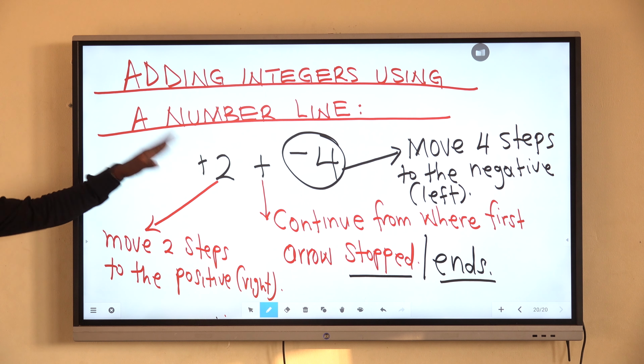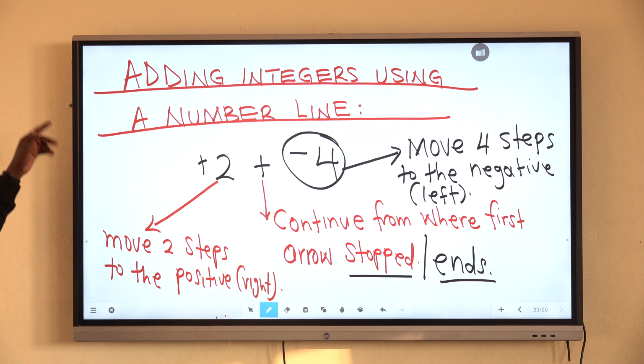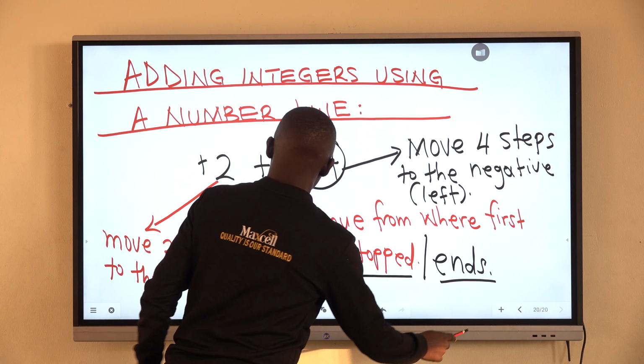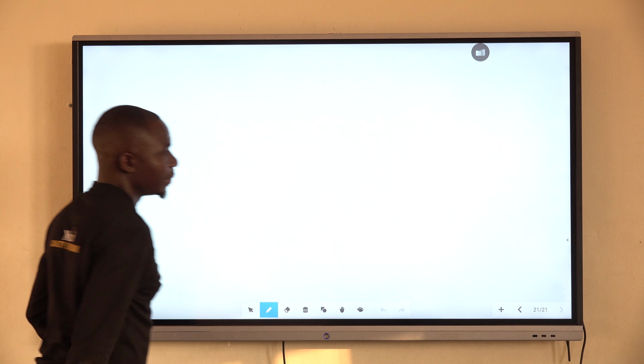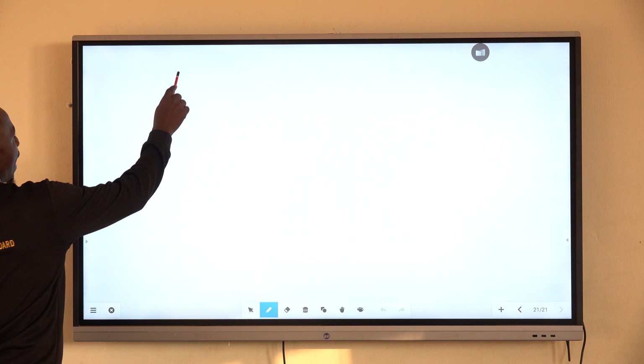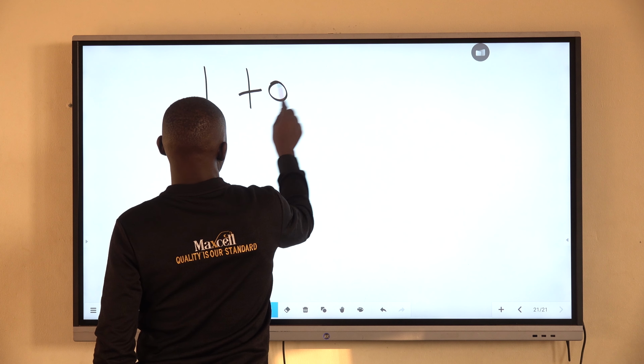Now, those are the 3 important things that one must take note of if you're going to add using a number line. The last one is knowing how to draw the answer arrow. How do you draw the answer arrow when you're adding using the number line? Now, since we are adding, I'll give you this simple trick so that you remember 1 to 2.